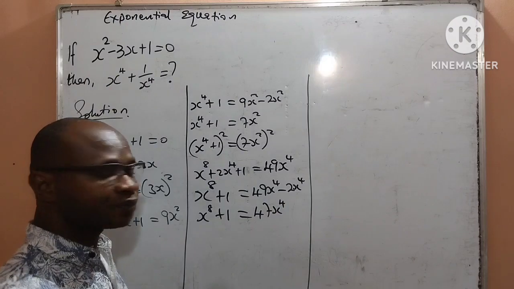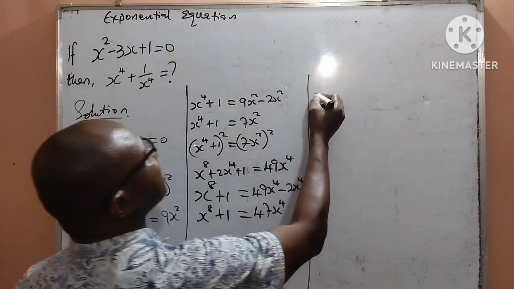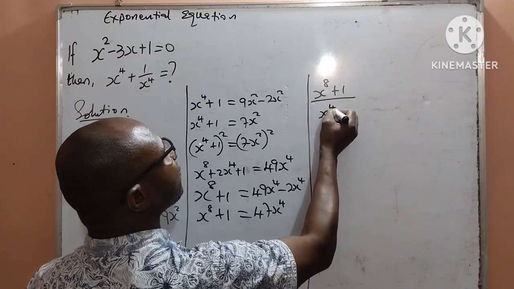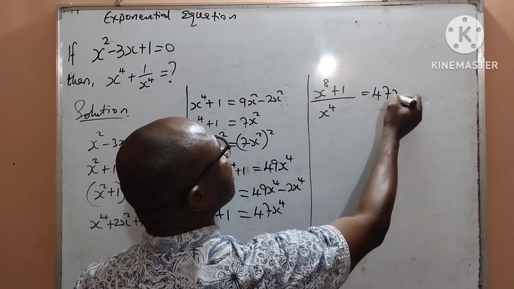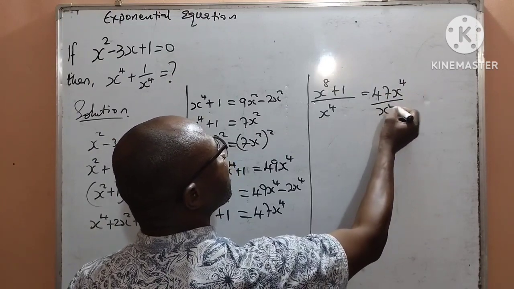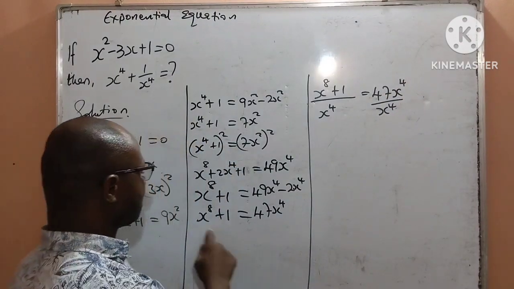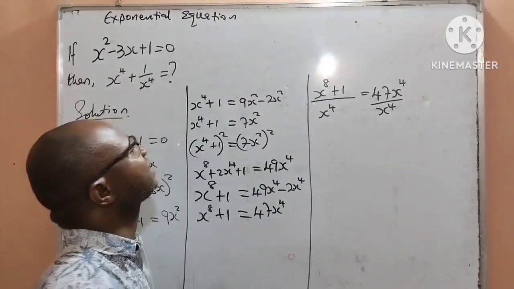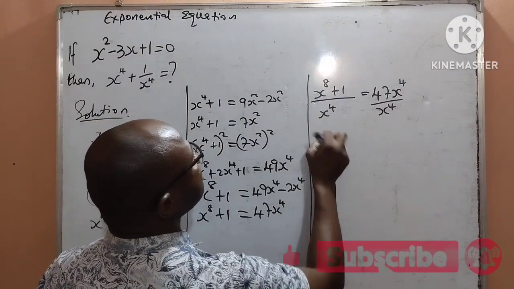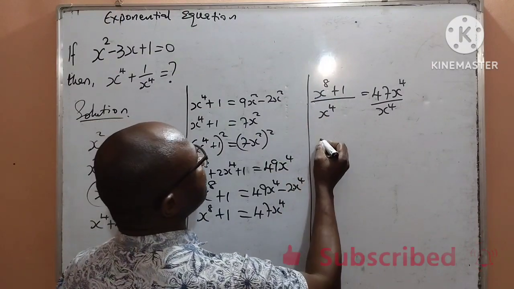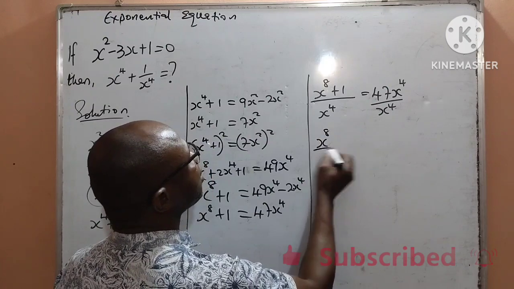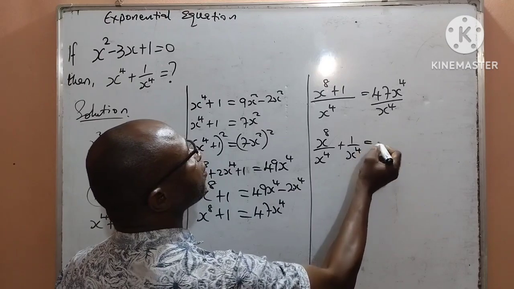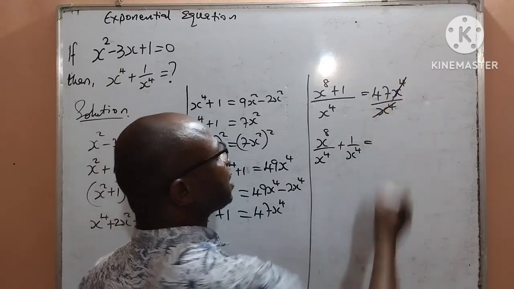Very good. At this point, what I want to do next is to divide both sides of the equation by x raised to the power 4. And when that happens, I shall now have x raised to the power 8 plus 1 divided by x raised to the power 4 equal to 47x raised to the power 4 divided by x raised to the power 4. Since it is a common denominator, it can be written as x raised to the power 8 all over x raised to the power 4, then plus 1 all over x raised to the power 4 equal to x raised to the power 4 at the denominator.